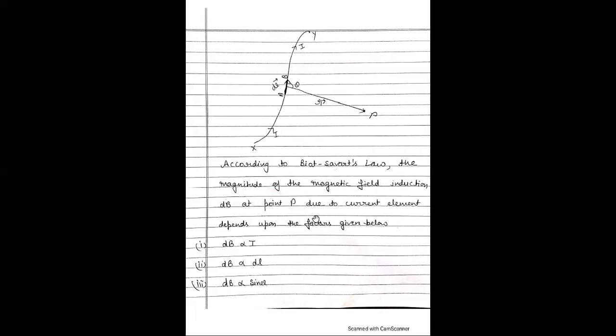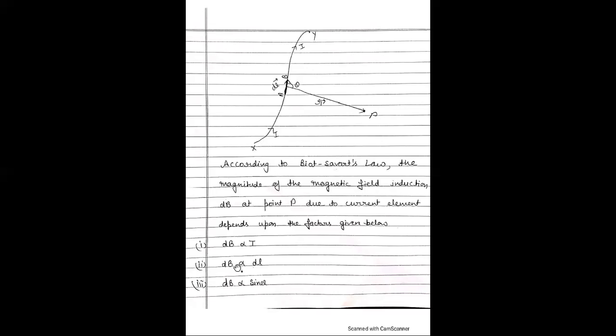Now, according to Biot-Savart's law, the magnitude of the magnetic field at point P due to the current carrying conductor depends upon factors. First, dB, the magnitude of the magnetic field, is directly proportional to I, because if I is more, the number of charged particles is more, then the value of the magnetic field increases.